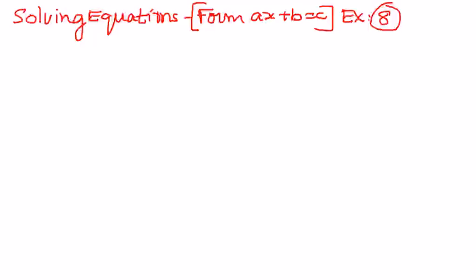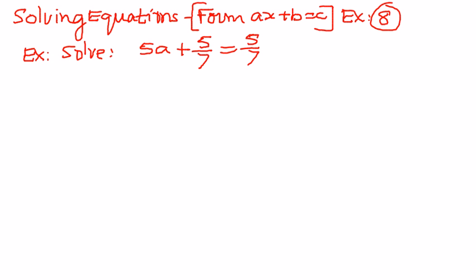Welcome to my presentation. In this presentation, let us try to solve some linear equations of the form ax plus b equals c using the addition, subtraction, multiplication and division properties. So let's say we have an example of this type. We want to solve this equation: 5a plus 5 over 7 is equal to 5 over 7.